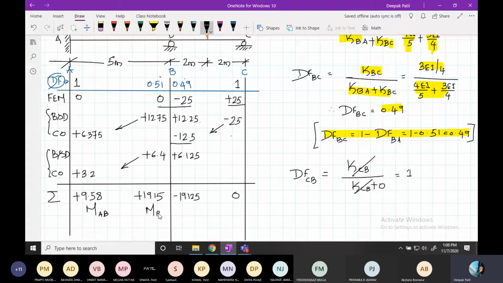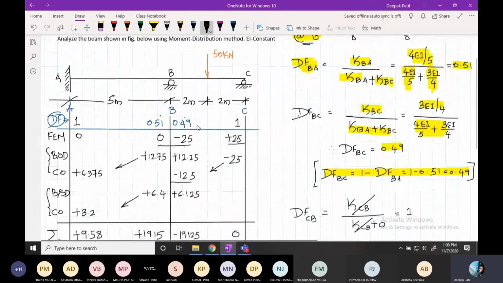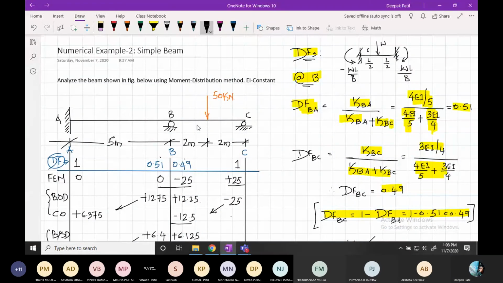So this moment is MAB, this moment is MBA, this moment is MBC, and this moment is MCB. Are you clear, students? Any doubts in this numerical example? I hope with those moments you are able to draw the shear force diagram and bending moment diagram. Can you do that?